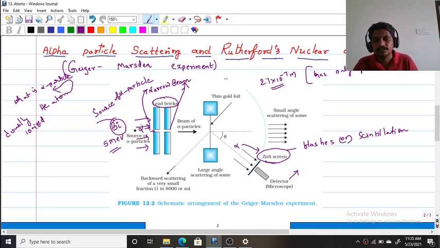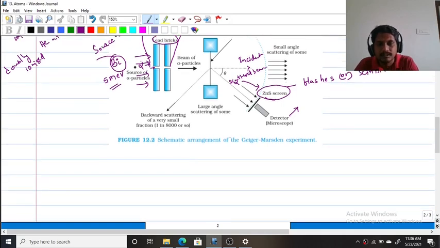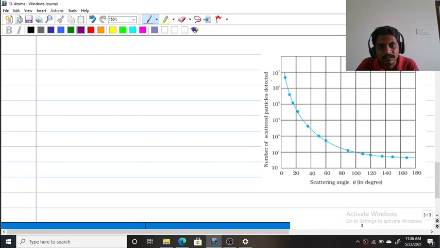What did they do? They studied the number of alpha particles reaching the screen with the scattering angle theta. What is the scattering angle? This is the direction of the incident beam, and this is the scattered beam. The angle between the incident and scattered beam is known as the angle of scattering. If you draw a graph between the number of scattered alpha particles detected using the microscope and the scattering angle, you will find that most of the alpha particles are scattered less than 1 degree.